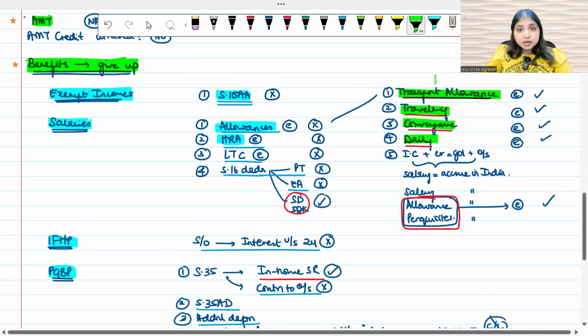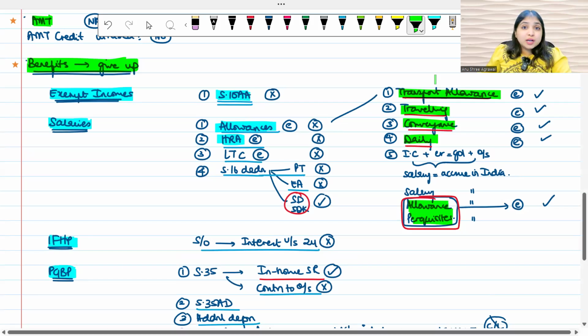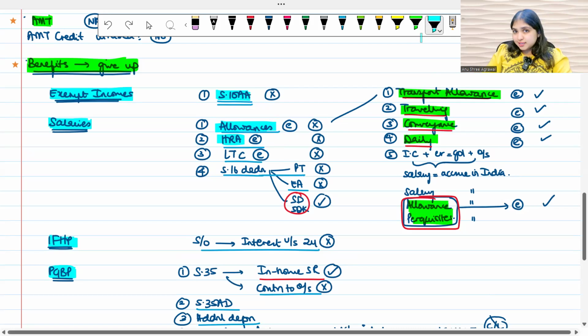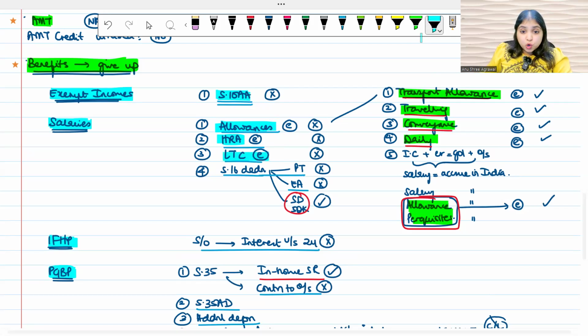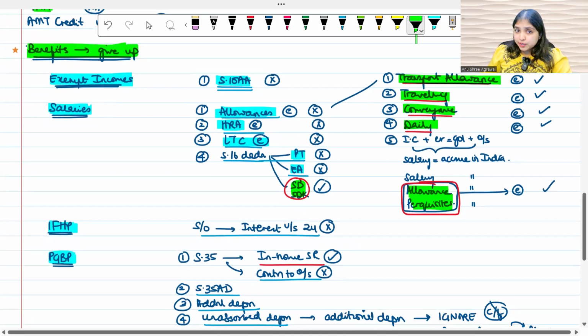Conveyance, daily allowance, you can continue to enjoy the exemption. Also, foreign allowances, foreign perquisites, which are given to Indian citizens who are working for the government of India outside India, this also you will continue to enjoy the exemption. But other allowances and perquisites, you will not get the exemption. LTC exemption you will not get. Under section 16, professional tax and entertainment allowance deduction you will not get. But standard deduction 50,000 you can still continue to enjoy.